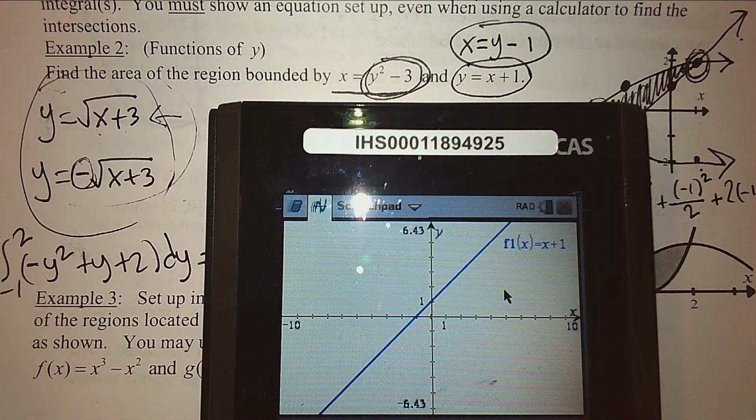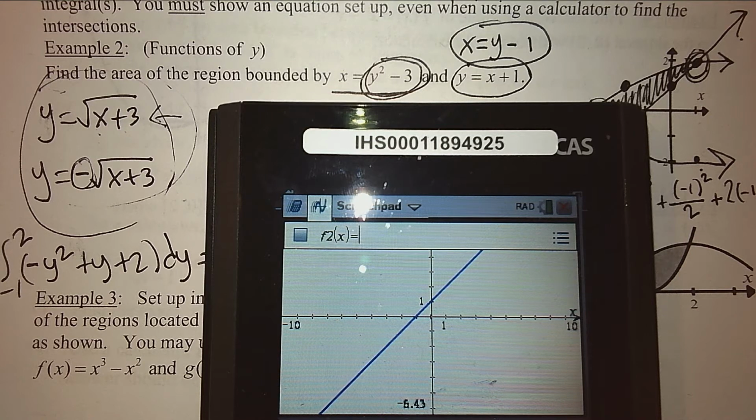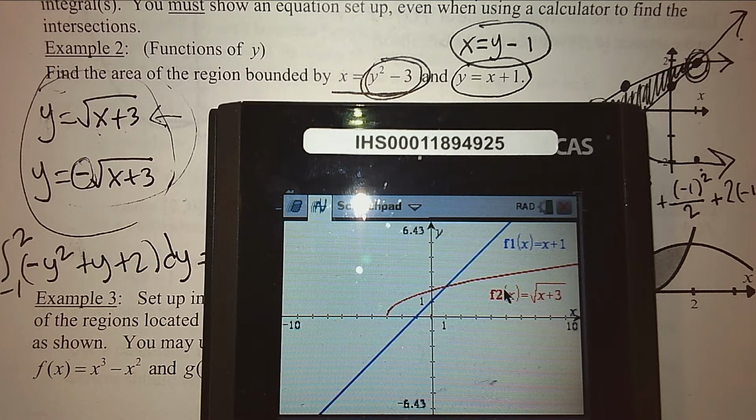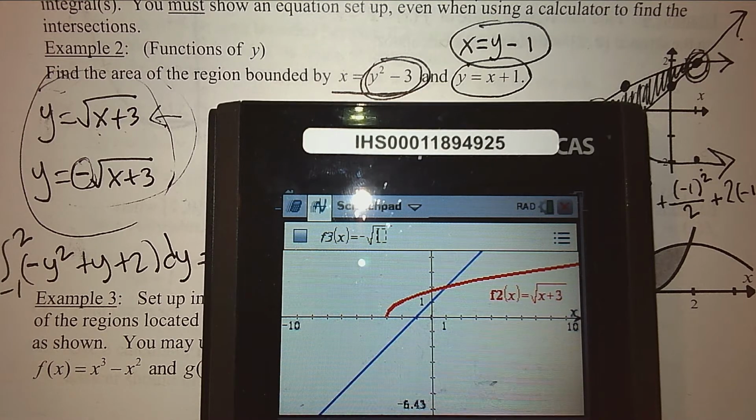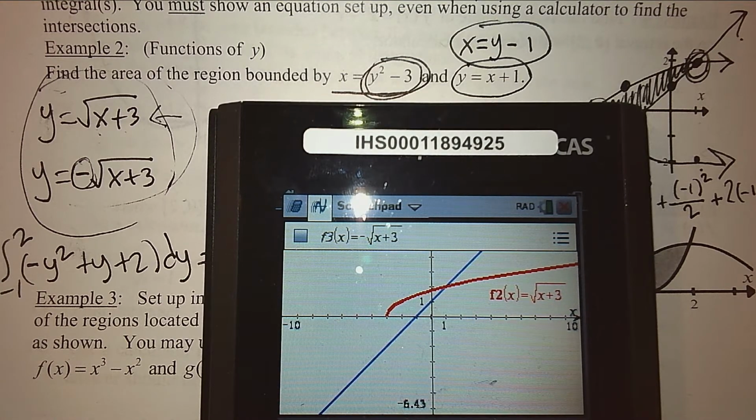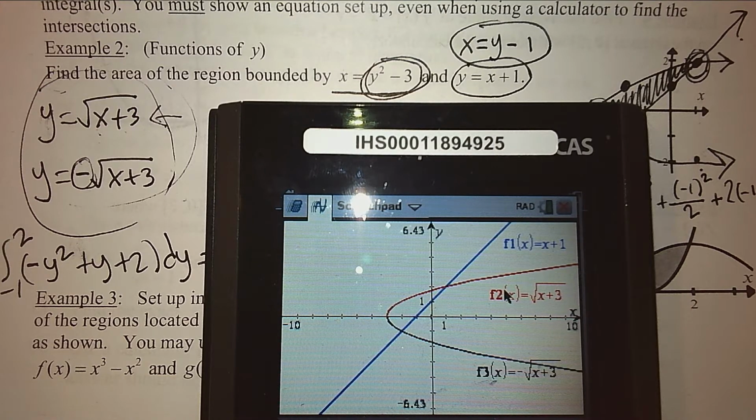So root is here, Control x squared. Oh, I need to press Tab first. Let's do it again. Control and x squared gives you the square root. That's x plus 3. It's good to practice this. There's 1. And then I'm going to press Tab again for a third one, and now it's going to be negative. That negative is not the subtract sign. It's the negative in front of the root. Then Control and x squared, and again we're going to type in x plus 3, but with the negative in front. We're going to graph it. Do you see the top half and the bottom half and all of that?